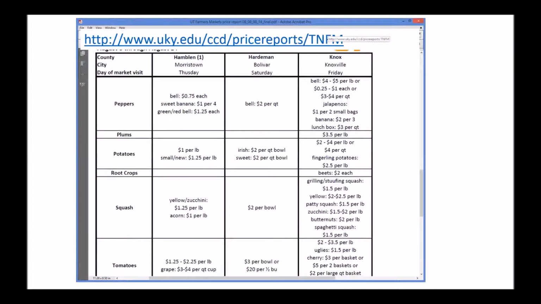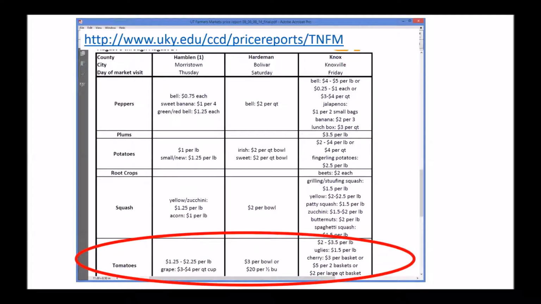On the top of this slide, you will see the link to the Tennessee Farmers Market price reports. We report these prices on a weekly basis for about 20 weeks. At the bottom of the slide, you will see prices reported. You can see that price unit may also vary, as some producers sell tomatoes on a per pound and some on a per basket basis.